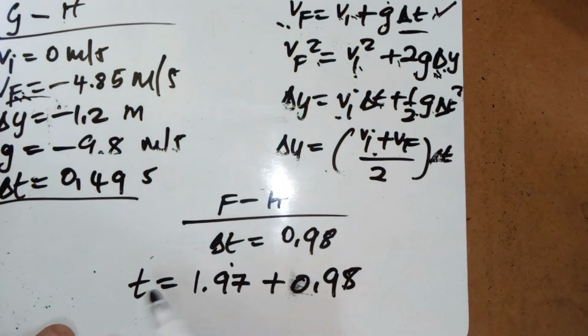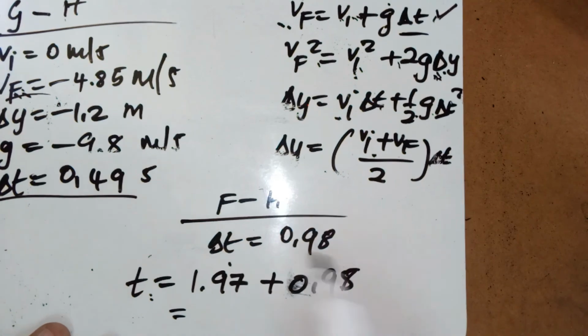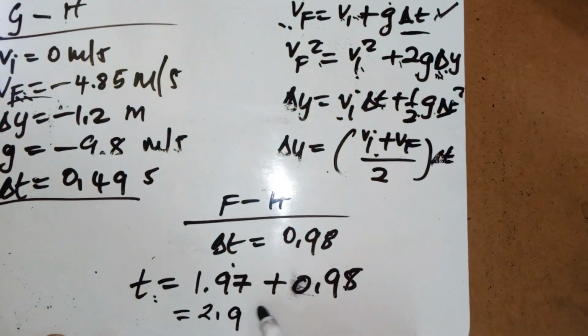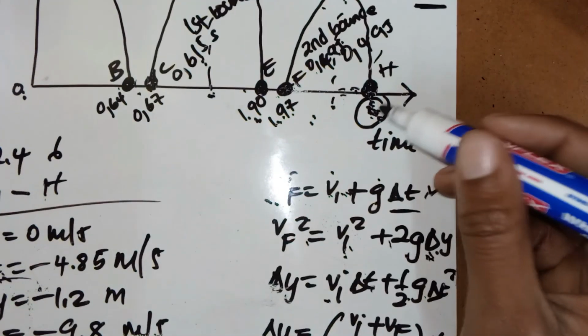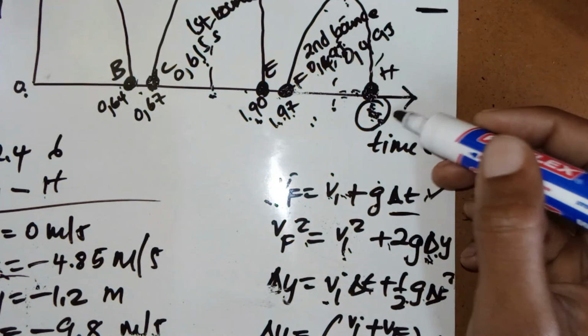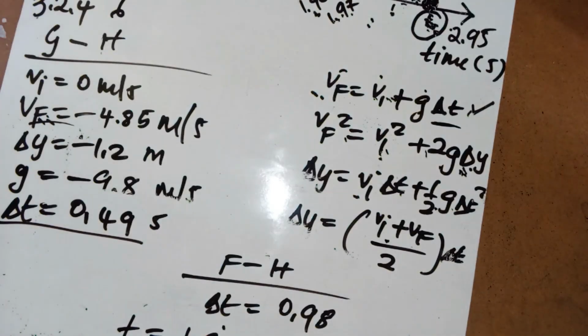So meaning to find the time T, we have to say 1.97 plus 0.98, which will give us a value of 2.95, if I'm not mistaken. So meaning this time here, this ball reaches the floor after the second bounce after 2.95 seconds. And yeah, I assume, let me check, that this brings us to the end of question 3.